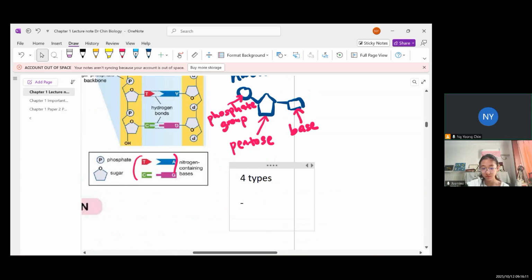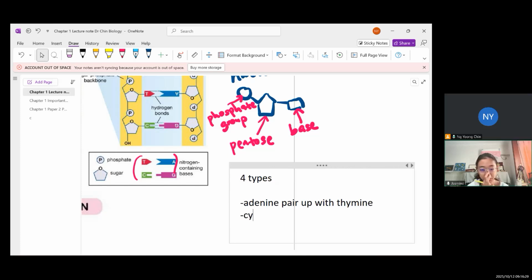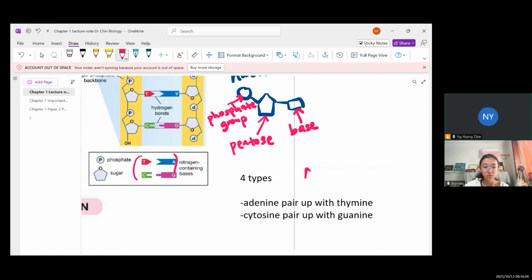And then you need to know about the pairing. There's base pairing between the DNA strands. The adenine nucleotide base will pair up with thymine, and the cytosine will pair up with guanine. So it will be A to T, C to G.